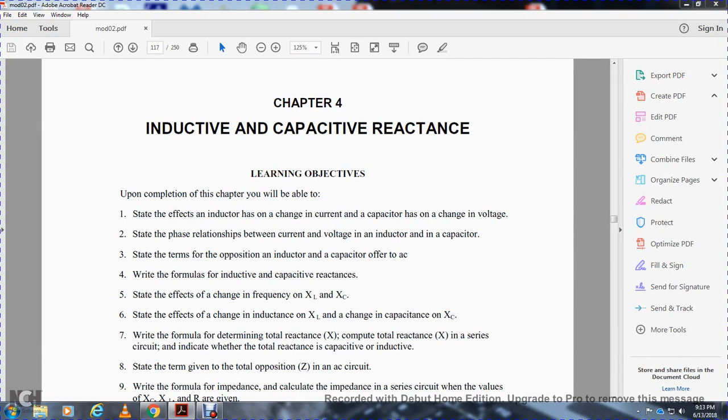Alright, Chapter 4, Inductive and Capacitive Resistance. Learning objectives. Upon completion of this chapter, you'll be able to state the effect of the inductor on the change in current, and of the capacitor on the change in voltage.